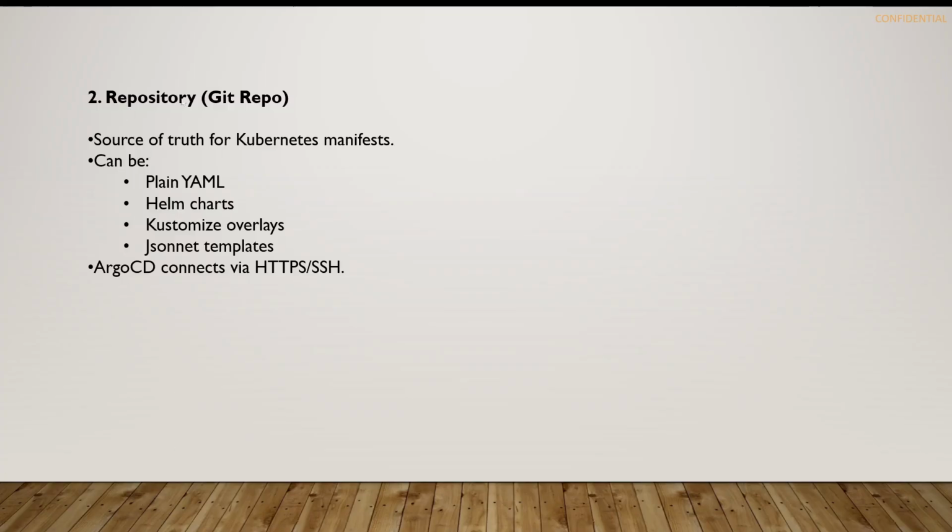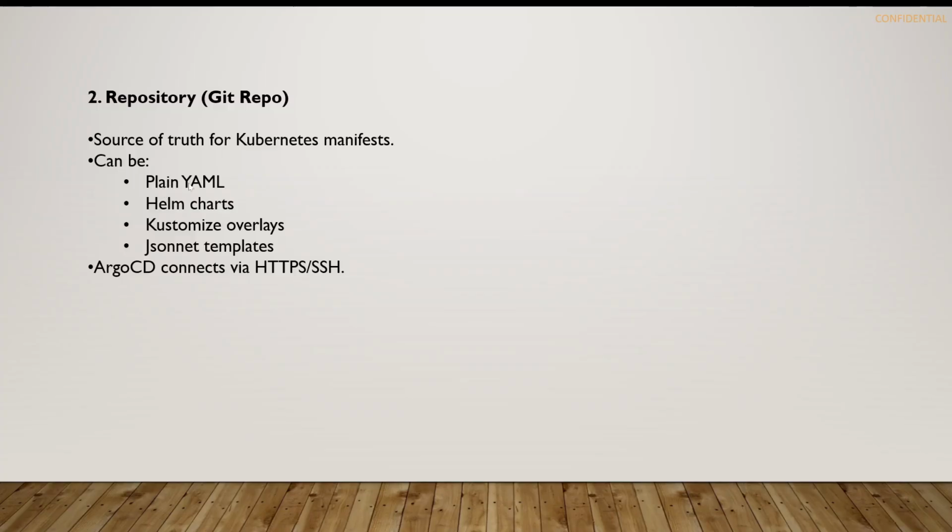The next one is repository. If we have to create any application, we have to give the repository from where the code has to be obtained, right? Because these are all GitOps tools, Git will be considered the source of truth. The entire code which we maintain will be in a repository. So here we are giving the Git repository, and it is the single source of truth for Kubernetes manifests.